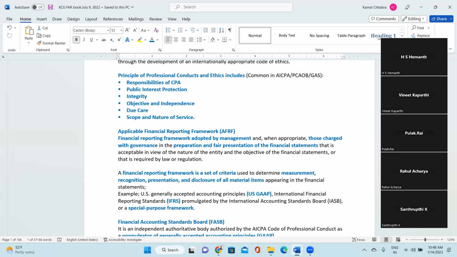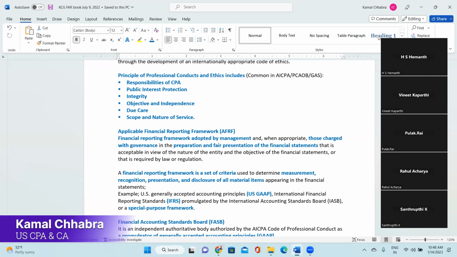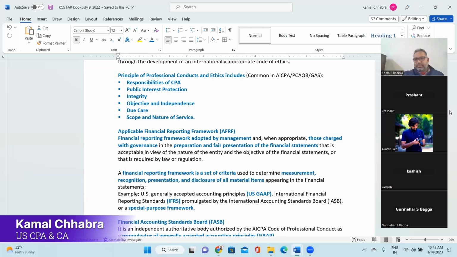Yeah, Rahul, Santrupti, Pulak. Agree with Ayush. No, that is okay, I also agree. But would you like to add something more? Sir, I think due care means staying alert and attentive and taking care of all the factors influencing the financial statements, be it external or internal, or any errors or omissions. Yeah, very good, Akash. Yes, so due care is basically a behavior as a CPA we need to adhere to or follow.